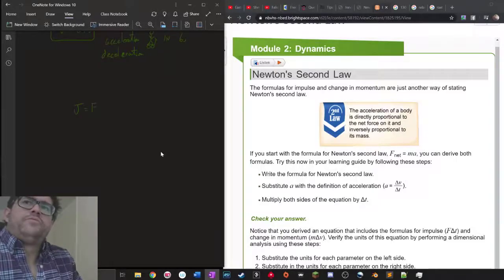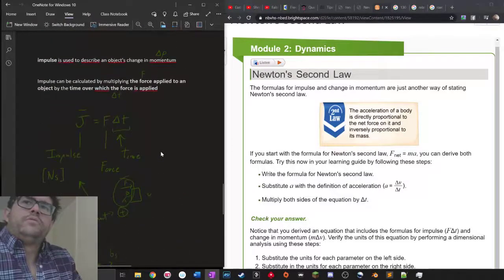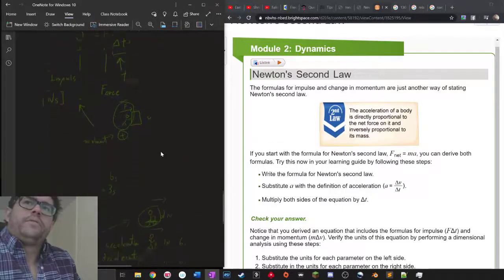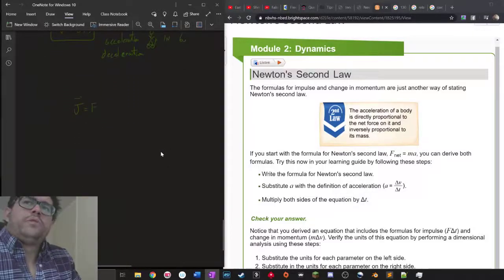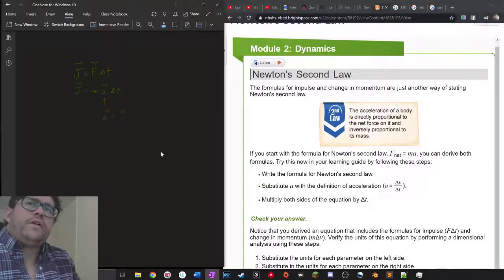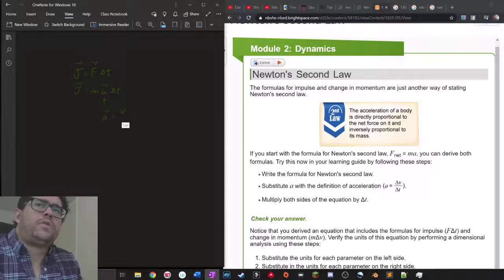J equals, vector, a vector. J equals F times delta t. J equals ma delta t. Now the book says, what's a again? So a from the original description is Vf minus Vi, and we say V2 minus V1. Is this okay? Time.